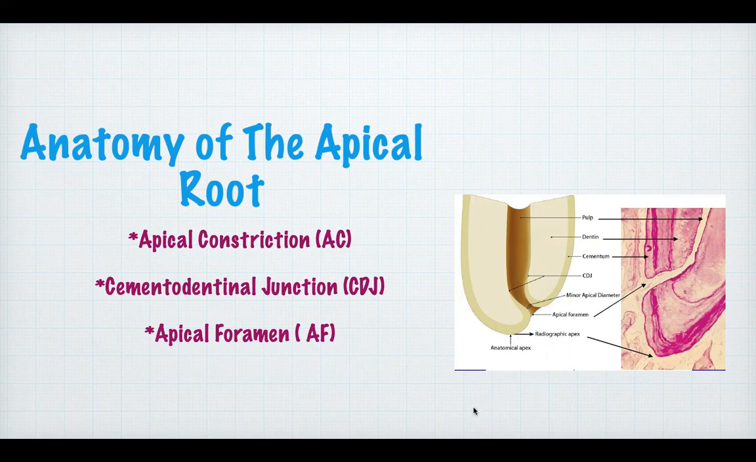What is the difference between the anatomical apex and the radiographic apex? The anatomical apex is the tip or the end of the root determined morphologically, whereas the radiographic apex is the tip or the end of the root determined radiographically. It is well established that root morphology and radiographic distortion may cause the location of the radiographic apex to vary from the anatomical apex. That's why it is important to know the difference between the two.